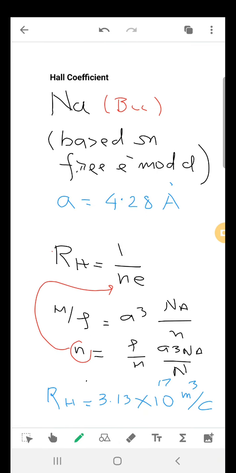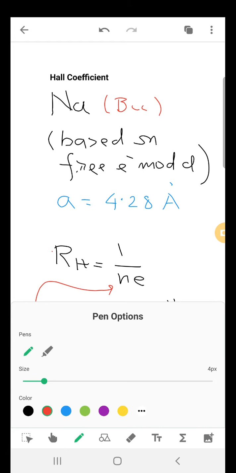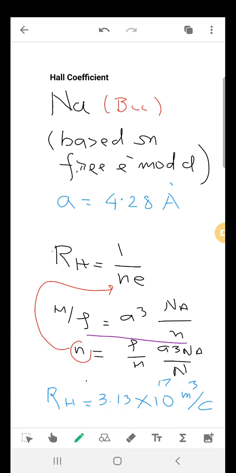The next is defining the Hall coefficient. So this is the well-known relationship of the Hall coefficient, 1 by Ne. This is the number density, and for sodium atom, which is having a basis structure, this is the value of the lattice constant. So this is the relationship that we will be looking forward to. M by rho is equal to a cube Ne by n. This is the Avogadro's number. By putting this value, we get the value of n. So this value of n is again put in this value of Rh, and this is the value of the Hall coefficient that we obtain.